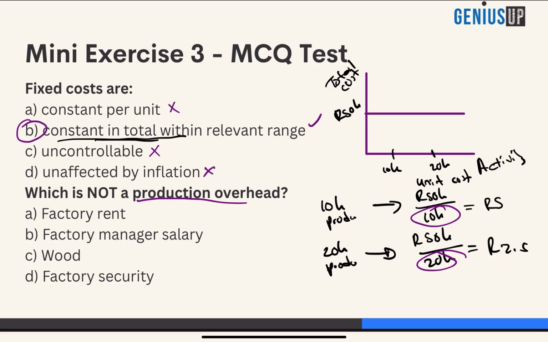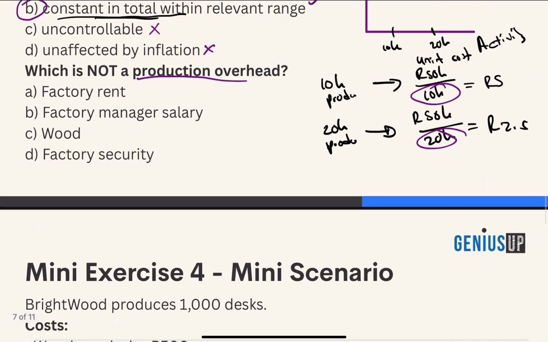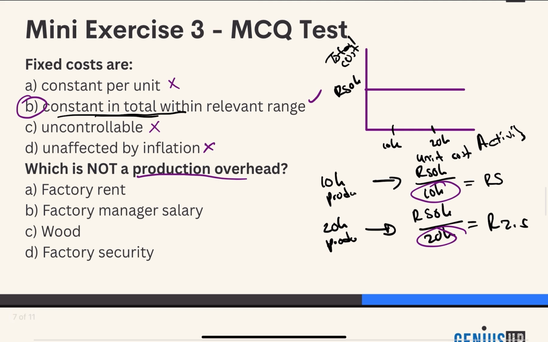And remember, if I go back here, we have direct material, we have direct labor, manufacturing overheads, and number 4 with period cost. So in this case, if we're looking for something that's not a manufacturing overhead, means that we're looking for something that's direct labor, direct material, and period cost. So let's go. Factory rent, that's a manufacturing overhead. Therefore, this is not the correct answer.